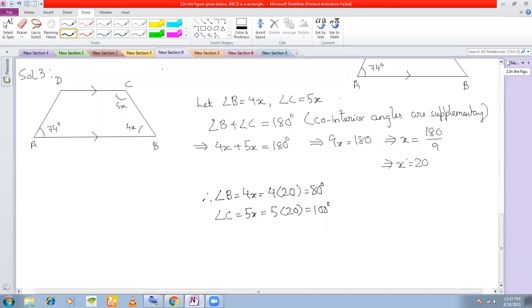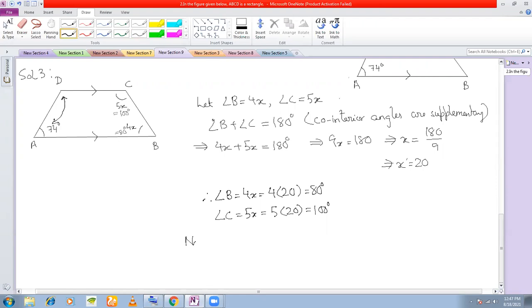So we have found out these two angles. Let's write them here. 5x, this we have found out to be 100 degree. We have found out this to be 80 degree. Okay. Now only one angle is left, right? That is angle D. Now angle D and 74, these two angles are again co-interior angles. They must be supplementary. Sum of these two angles must be equal to 180.